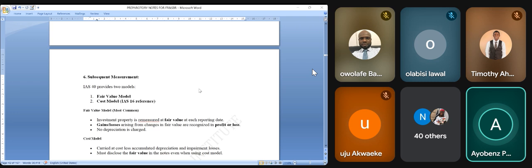Now you remember, as at 2020 you bought it and the cost was 200,000. But now in 2025 they said they are selling it for 500,000. It means that when you are now going to carry your investment property in your book, you are not going to carry it again at 200,000. You are going to carry it at 500,000. And that 500,000, going around and asking the question, is what we call the fair value.